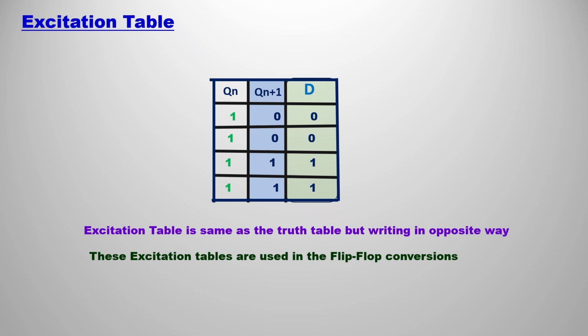At the start of this video, I mentioned that we can build a D flip-flop with the help of an SR flip-flop. How did I do that? With the help of some logic, right? That logic can be built with the help of flip-flop conversions and the excitation table. These things will be clearly explained in other videos. But just for this video, remember that an excitation table means we represent output and input as a table in the opposite way. These are useful in flip-flop conversions. Remember up to this.